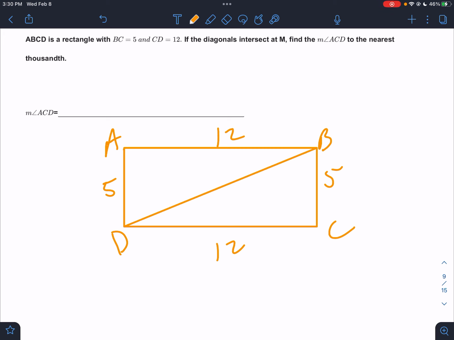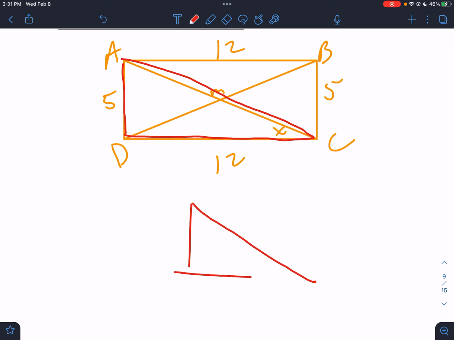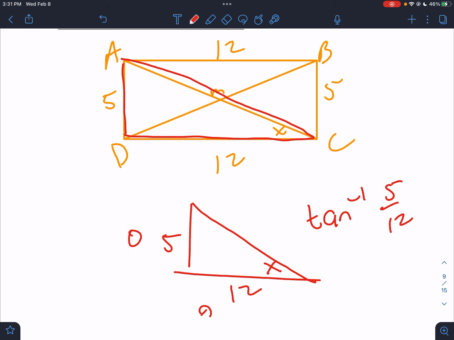They want angle ACD. Okay, so diagonals intersect at M. Find the measure of ACD to the nearest thousandths. I'll call this X. I hope you can see it. This is a right triangle that we can work on. This is X, this is 5, this is 12. If you want to know the angle, that's inverse trig. This is going to be opposite over adjacent. This is going to be the inverse tangent of 5 over 12.